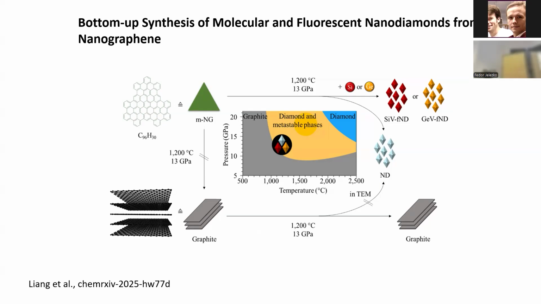So if you take a graphite as a source, under certain conditions, you don't form diamond, you end up with graphite. But under the same condition, same pressure, this nanographene molecule acts as a seed and can now transform to an sp3 diamond with silicon and germanium incorporated.